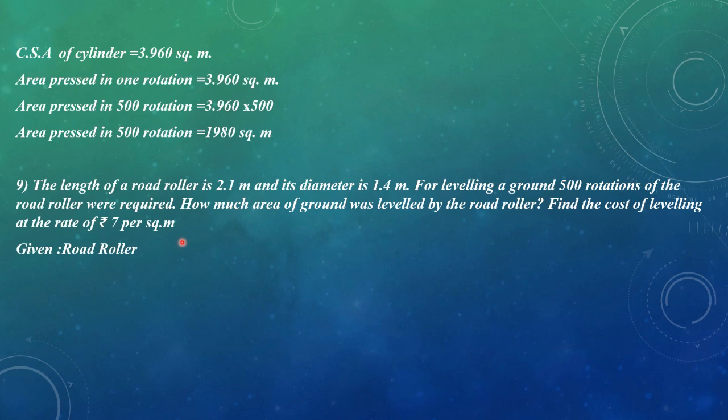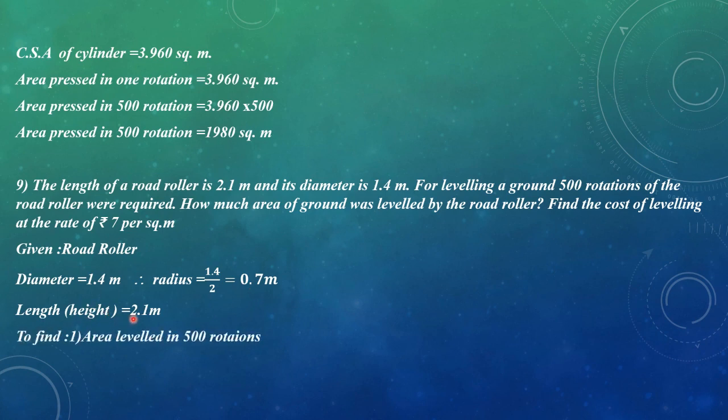Now given is a road roller, and that is of cylindrical shape. Diameter of the road roller is 1.4 meter. Therefore radius is equal to 1.4 divided by 2 is equal to 0.7 meter. Length or height of the road roller is equal to 2.1 meter. We have to find the area leveled in 500 rotations and also the cost of leveling at the rate of 7 per square meter.